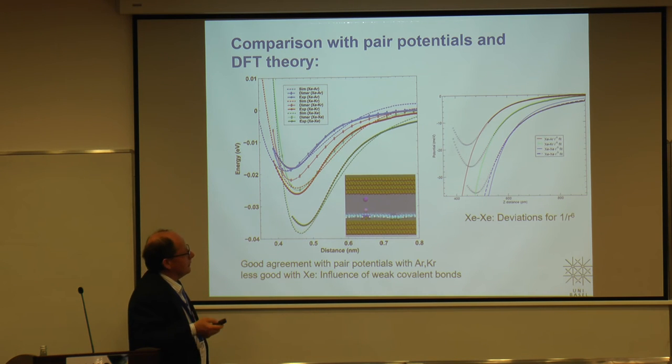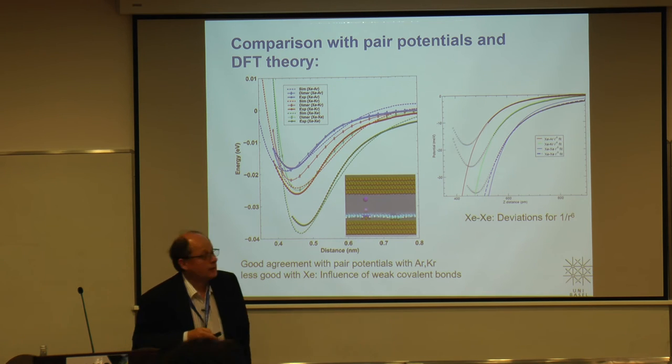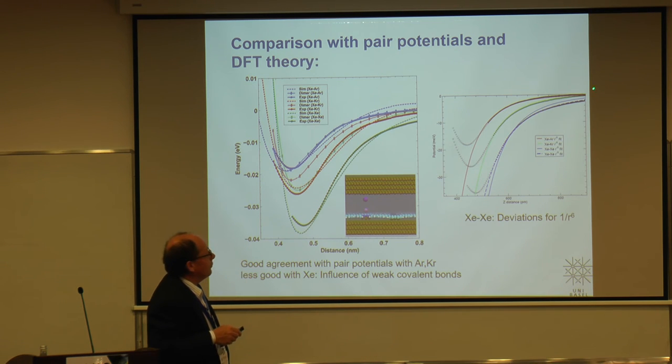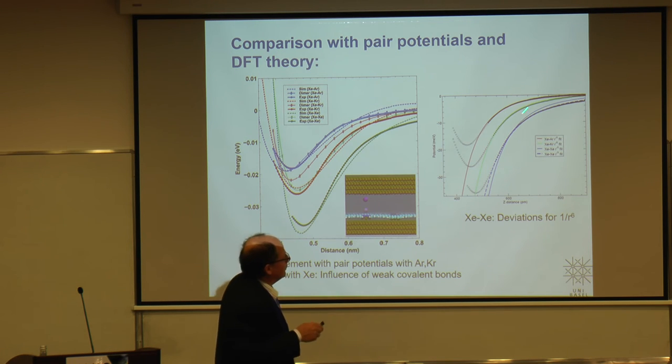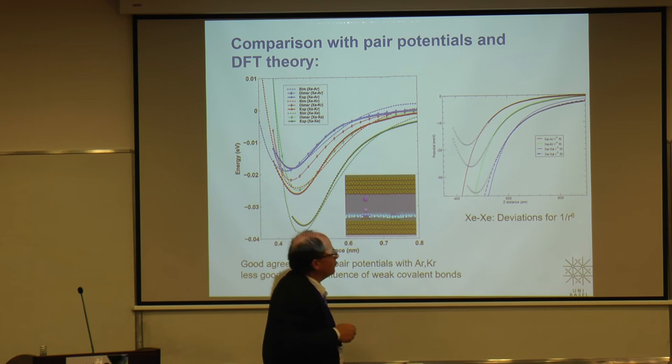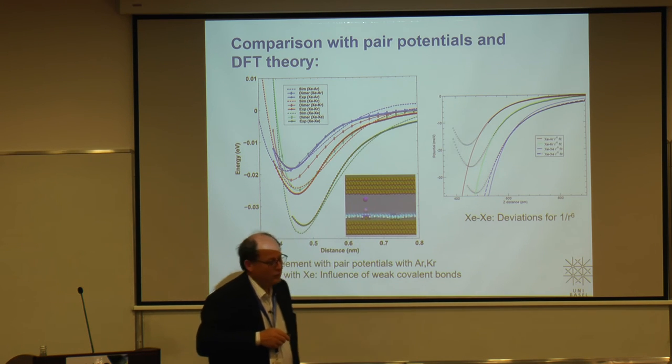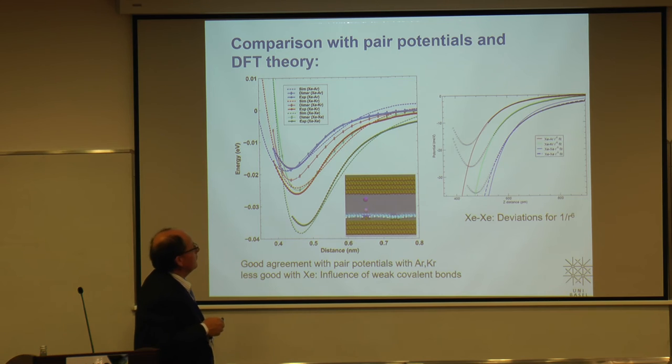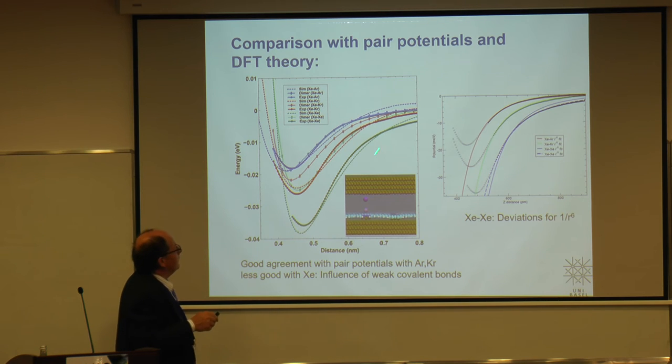And as I said before, we all know it should depend on power to the 6. And for the argon and for the krypton, the fits are reasonable. But it actually turned out for xenon, it's quite a big deviation. So actually, the fit was even better for R^-5. So that seems to be already a deviation. And then also one had to, of course, adapt this parameter C6.